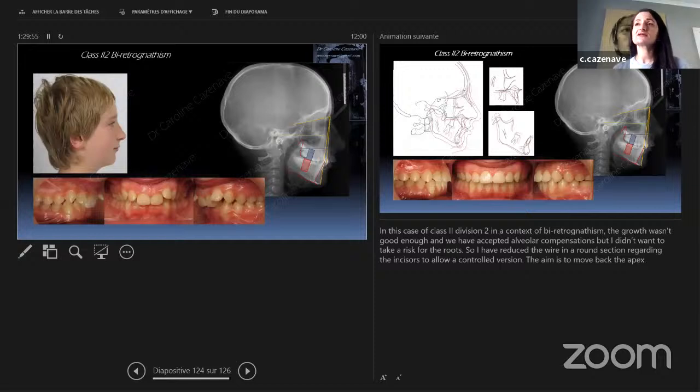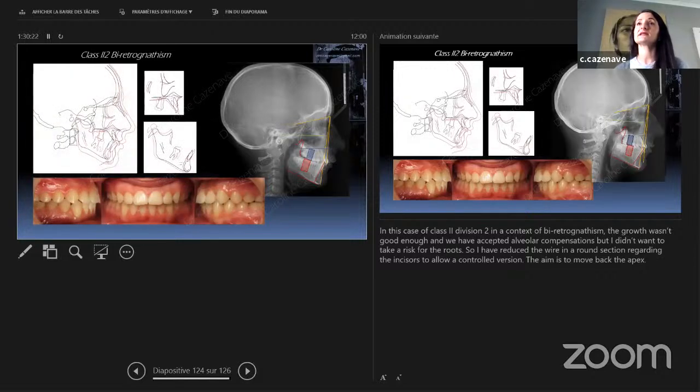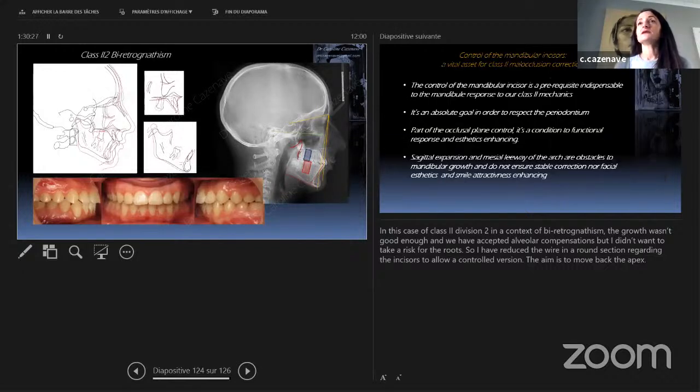In this case of class 2 division 2, in a context of biretrognathism, the growth wasn't good enough, and we have accepted alveolar compensation. But I didn't want to take a risk for the roots. So I have reduced the wire to a round section regarding the incisors to allow a controlled version. The aim is to move back the apex. You can see it now on the last X-rays and the superimpositions.